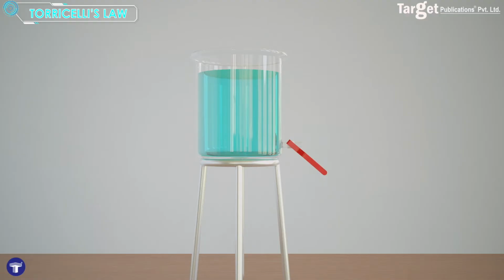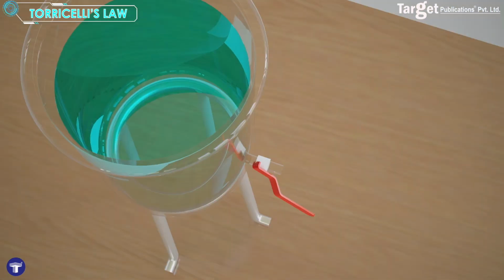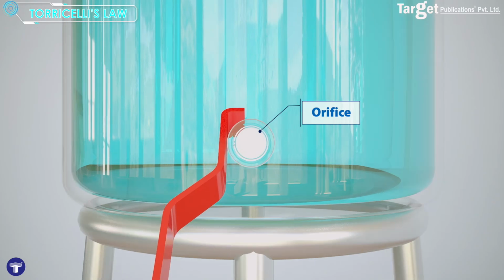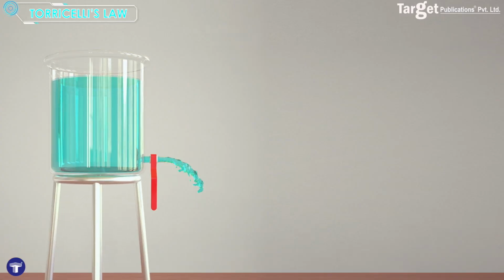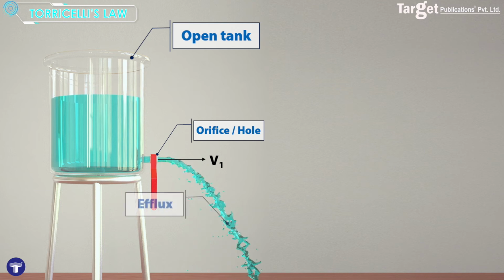One of the applications of Bernoulli's theorem is the explanation of liquid flow from an open tank. Consider a tank containing a liquid of density rho with a small hole in its side. The liquid flowing from this hole will change in speed as the level of the liquid in the container drops. This change in speed is due to the change in pressure. The word efflux means fluid outflow.